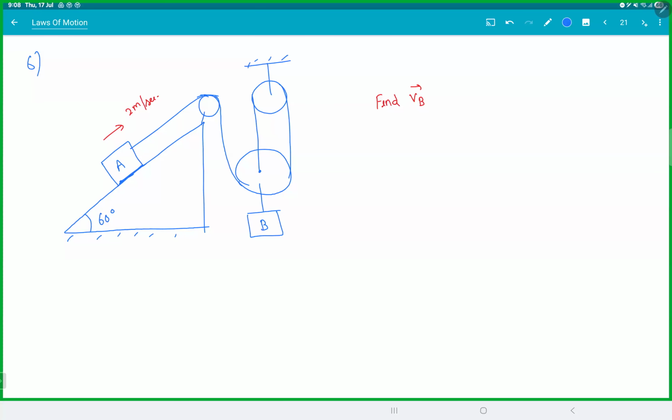Let's see. Anyone got it? 1 by 3, 4 by root 3, 2 by 3. Let's see.